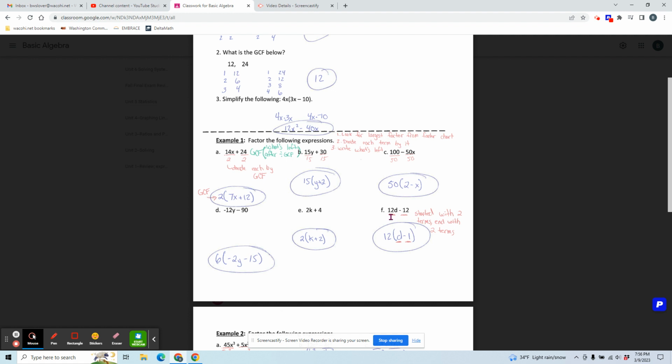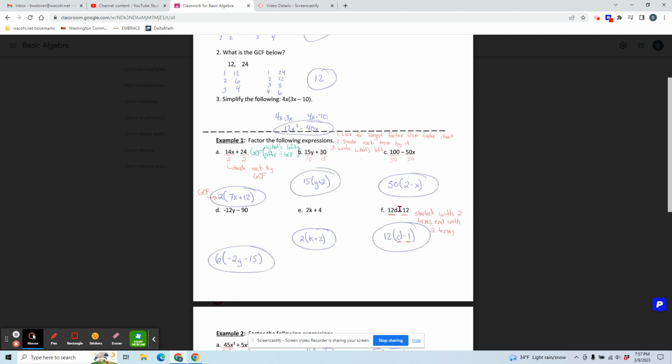Your greatest common factor is 12. So if I take out a 12, that means I divide each term by 12. Well, 12d divided by 12 is 1d. 12 divided by 12 is 1. Many students like to say that it's gone. It's not, right? As I just said, 12 divided by 12 is 1. That 1 still has to be there. Okay, and I made a note in red. It says I started with 2 terms up here. I should end with 2 terms inside of my parentheses.